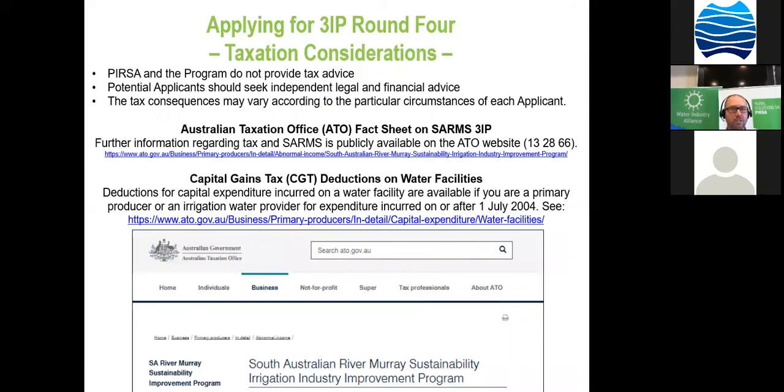So taxation, this has been something that's come up over the rounds. What's been good is the Australian government are now recognising capital gains tax deductions on water facilities. The SARMS program and SA government obviously do not provide tax advice, but do recommend that you seek independent legal and financial advice in entering into any grant, because those tax consequences can vary based on particular circumstances and from project to project. So please go and seek your advice and point out these two websites, the fact sheet on SARMS 3RP and the capital gains tax deductions on water facilities, to your advisors.